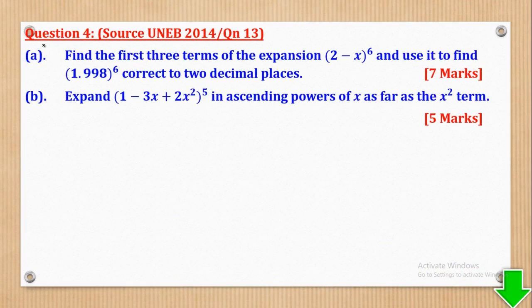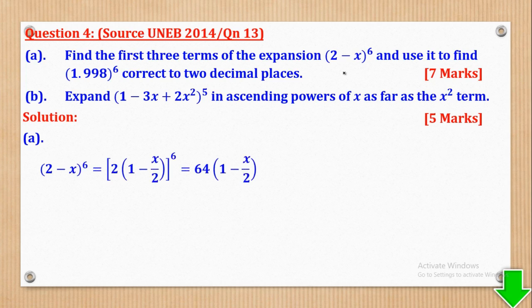Now we shall go to question 4, which came from UNEB 2014, paper 1, question 13, and says, part A says, find the first three terms of the expansion of this, and use it to find this correct to decimal places. Then part B, expand this in ascending powers of x as far as the x squared term. So let's start with part A. So for part A, we are going to expand this.